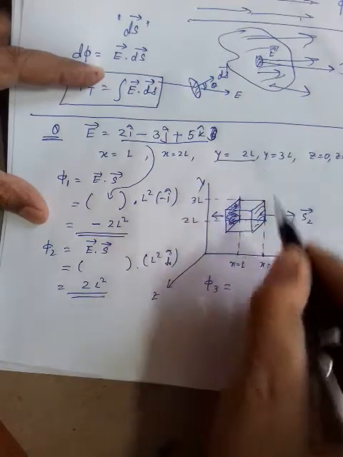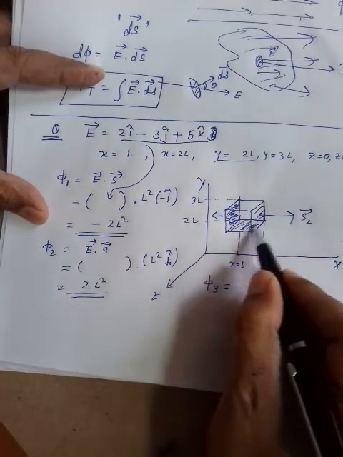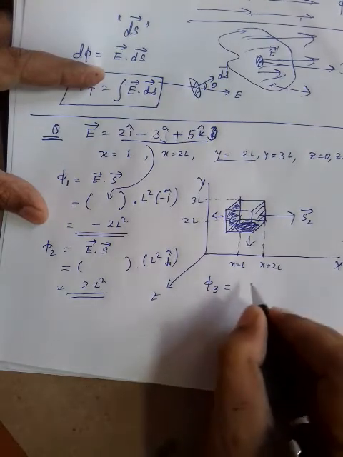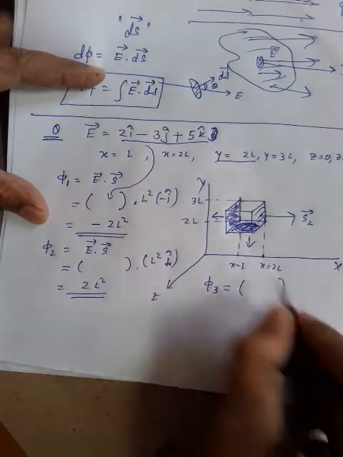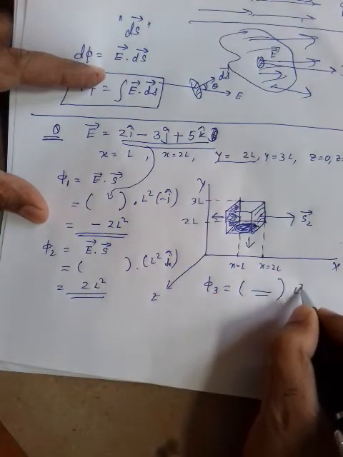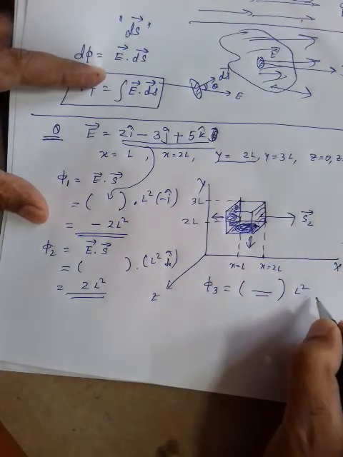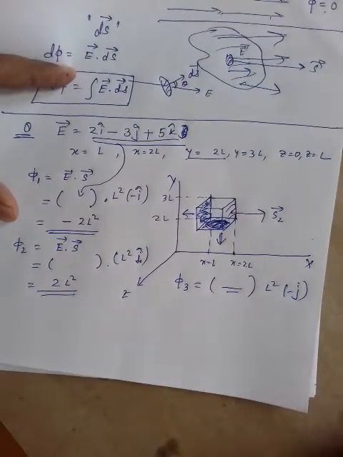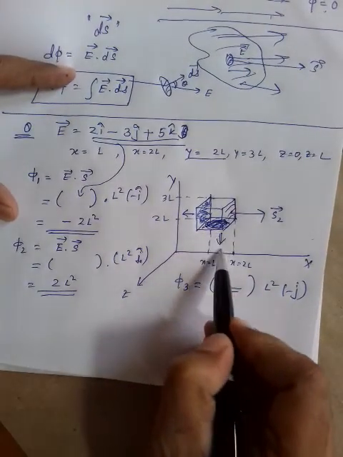Third surface meaning y equal to twice L, meaning I am looking at this bottom surface, this one, that bottom one. Area will be in downward direction. Clear? So electric field, the same electric field, whatever available here, you should write. Area for this surface is L square in the downward direction, so minus of j cap.